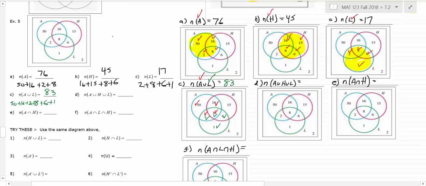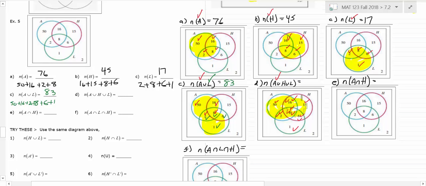So that would end up just being joining A and L together. If you join A and L together, that's what you get. That's what your Venn diagram should look like. Okay, so I'm going to do the same thing here. Now, when you do union, you don't have to do different colors. If we're doing the union of all these sets, A is 50, 16, 2, and 8. H is 15, 6, 8, and 16. L is 2, 8, 6, and 1. But don't duplicate anything.